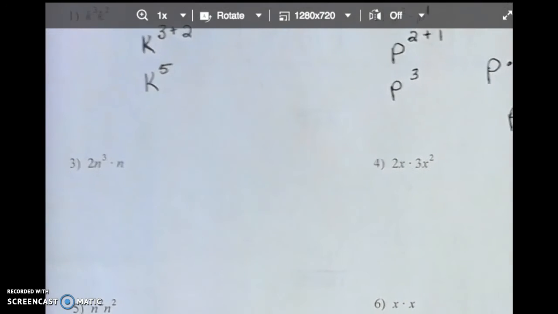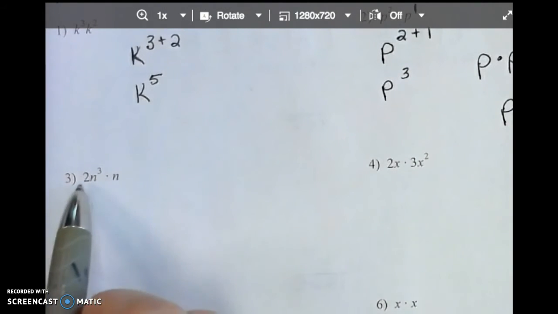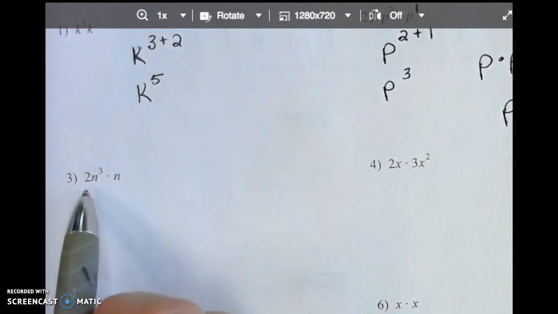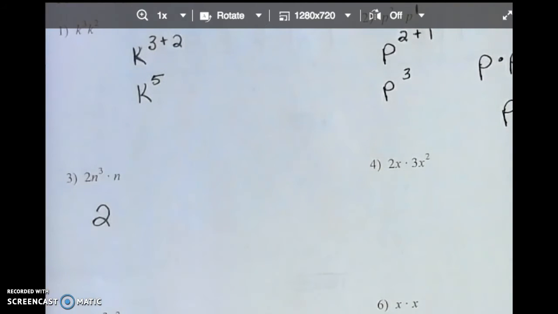Number 3, 2n to the 3rd times n. 2 is a coefficient. It is also a base. We're going to keep it. It does not combine with anything, so it will just stay 2.